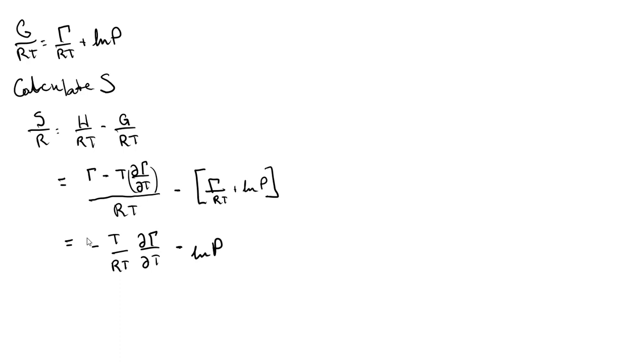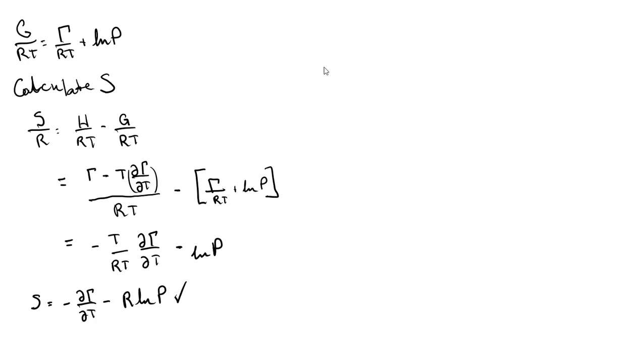So all we're left with is this term right here, minus T times d gamma dT, and that's divided by RT. And then if we want, we can multiply through by R, and so we're left with S is equal to minus d gamma dT, minus, and then multiply through, that's minus R natural log of P. That is our equation for enthalpy.